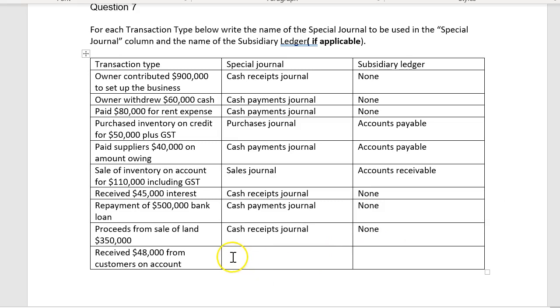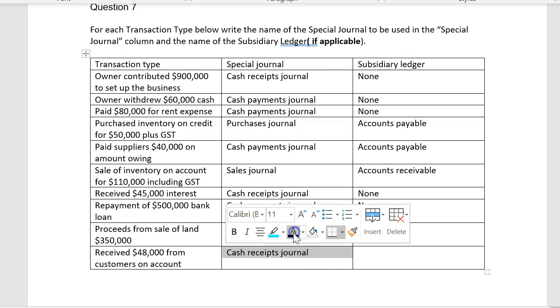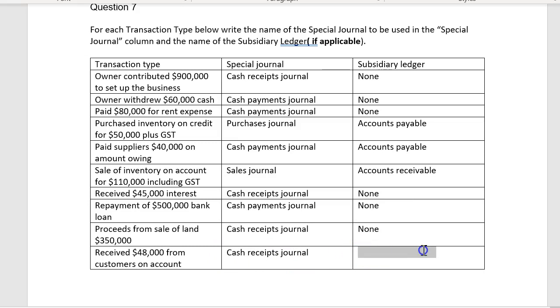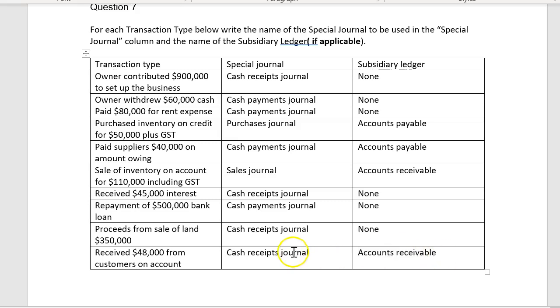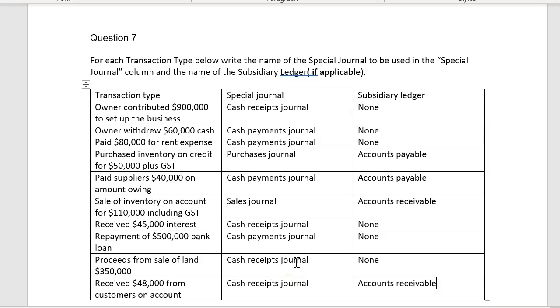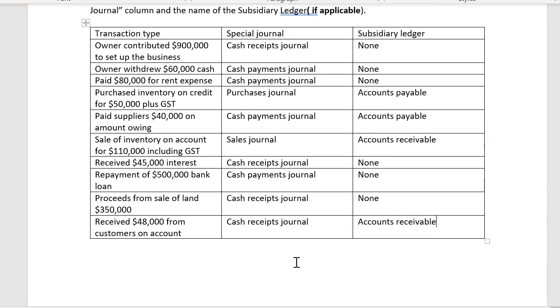Last but not least, receive $48,000 from customers on account is recorded in the cash receipts journal. Let me rephrase this. They receive $48,000 from customers on account, which means customers paid on amount owing. That is a collection of accounts receivable, so there's an applicable subsidiary ledger, which is accounts receivable. Okay, I guess that's it for question number 7.